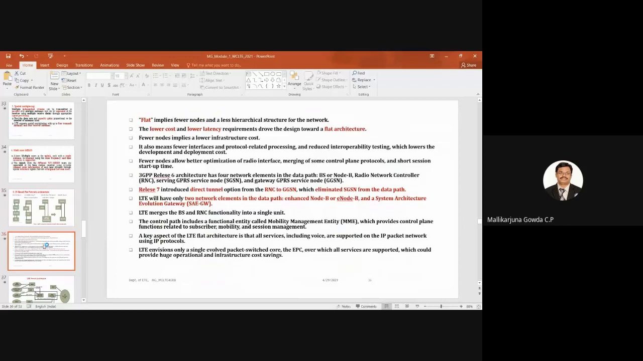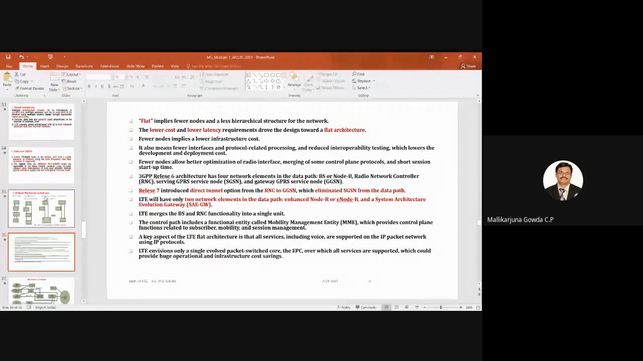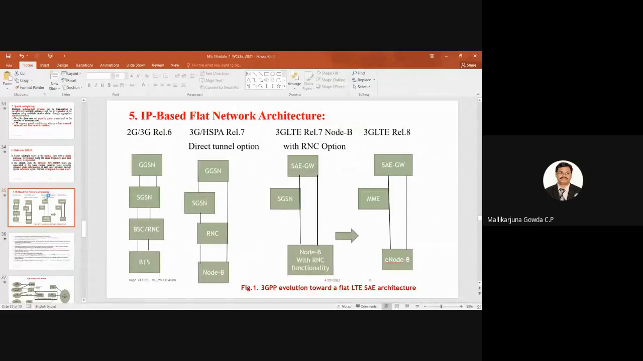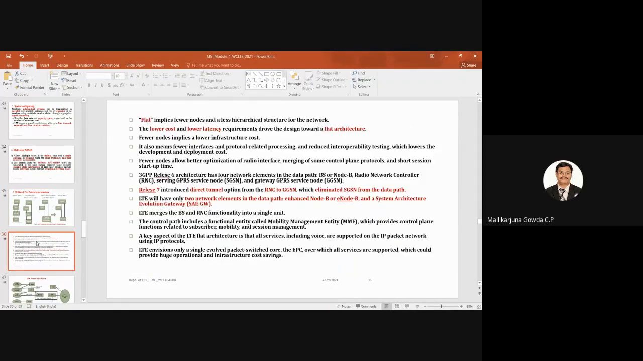Okay, so with respect to that, why is it called flat, right? I said now here it is IP based flat network architecture. So this one is fully IP based, okay? And the word flat implies few nodes. Few nodes here means network elements. That is, it may be BTS or it may be SGSN or it may be GGSN. So that we call a node. Okay, so the word flat implies a few number of nodes and less hierarchical structure for the network.